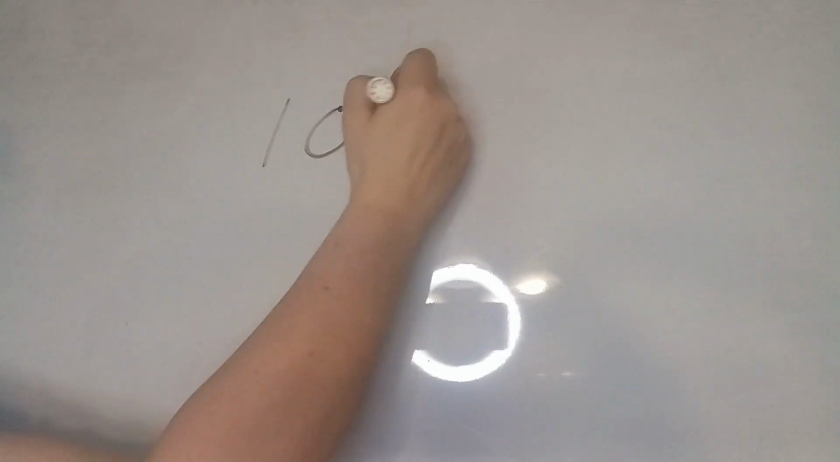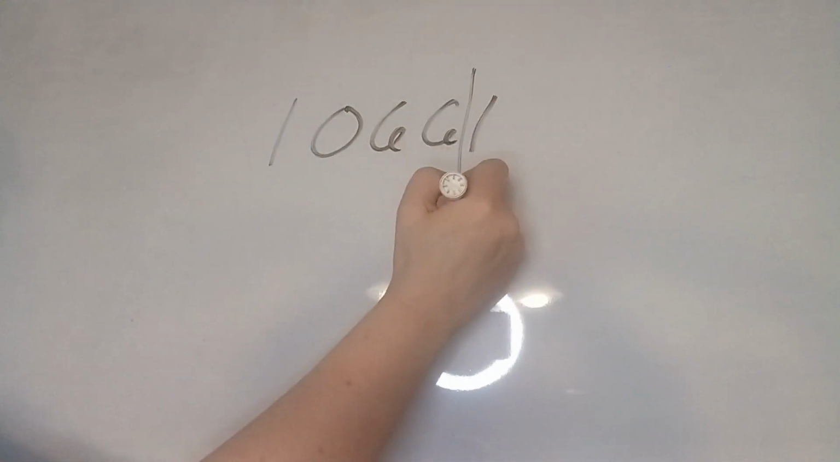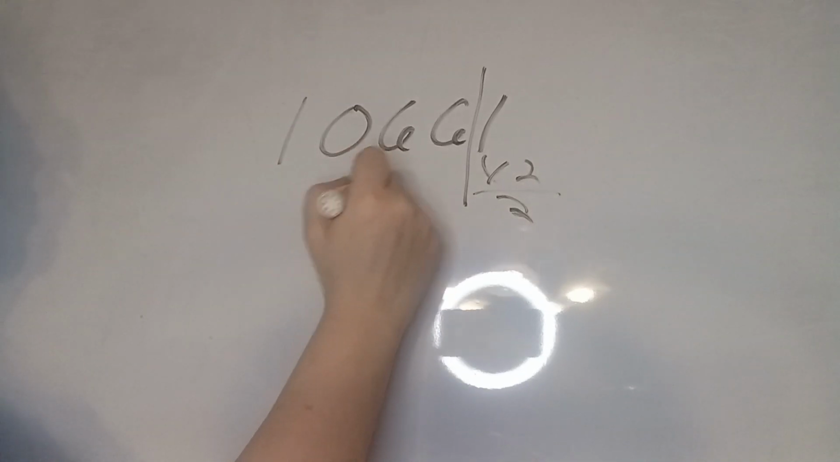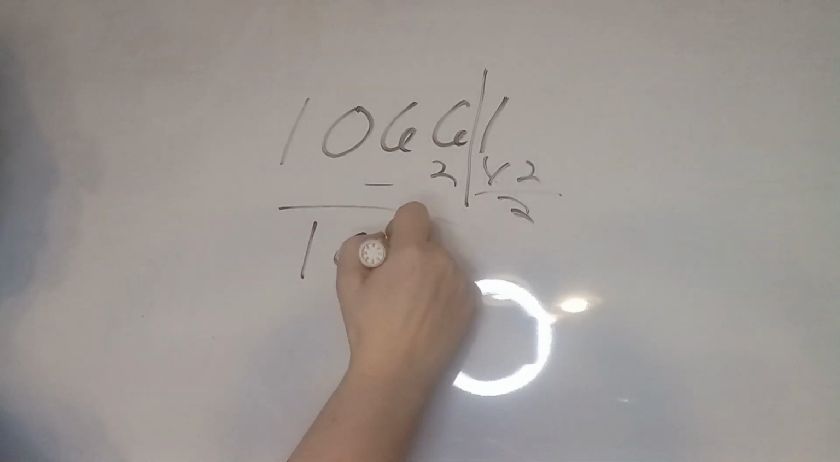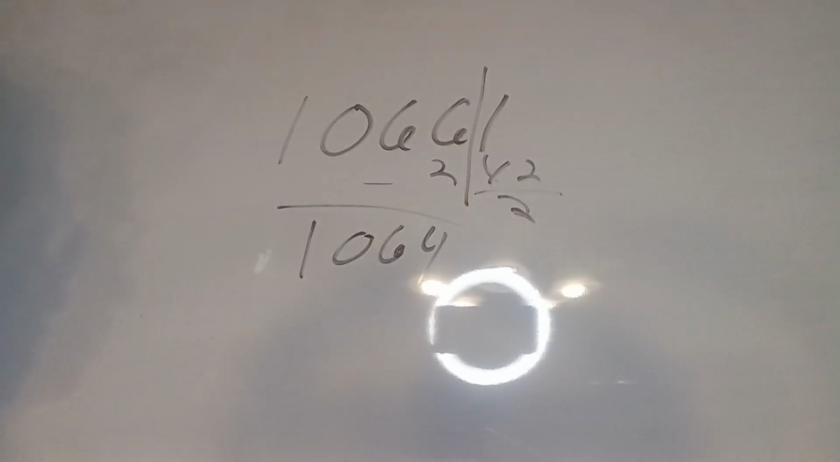Now let's try a real big number. Let's try 10,661. All right? So we'll start by cutting this one off times 2. Well, 1066 minus 2 is 1064. That still doesn't tell us whether that's divisible by 7 or not. But we can repeat the process.